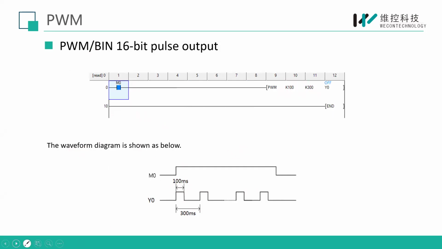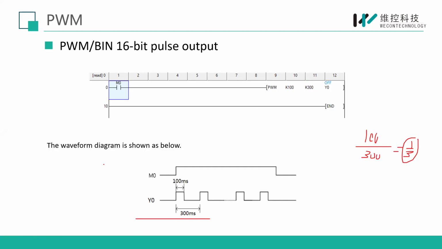So the duty cycle is 100 over 300. This is the duty cycle in here. You can check in here.